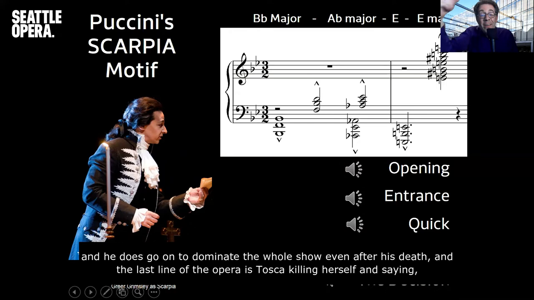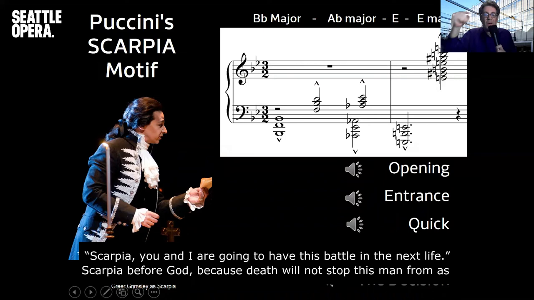And the last line of the opera is Tosca killing herself and saying, Scarpia, you and I are going to have this battle in the next life, before God, because death will not stop this man from, as I say, wanting to have both sides of it.